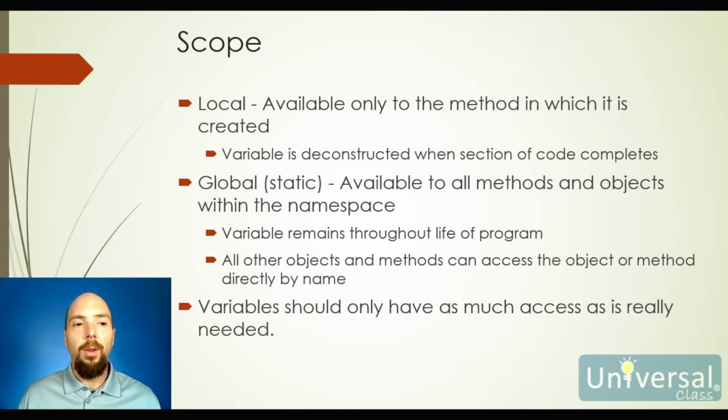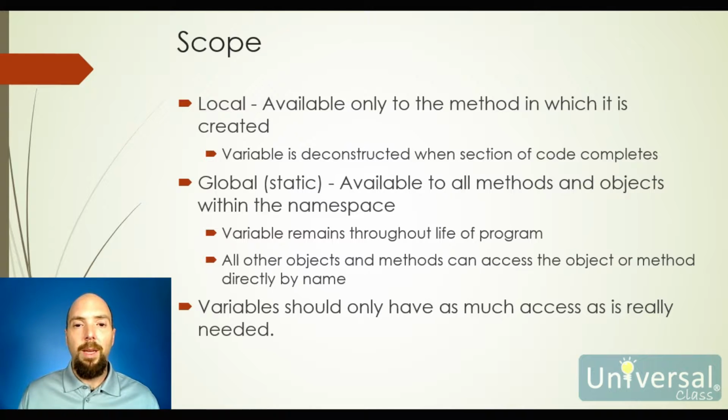And then all other objects and methods that we have are able to directly manipulate or call that value by its name. Now, in reality, what we need to do is create variables, and they should only have as much access as is really needed. So I have to specify the scope by deciding where to declare the variable. Do I want it to be available to all of the executables that make up our program? Do I want it to only be available to this one executable, or only to this one small section of code?